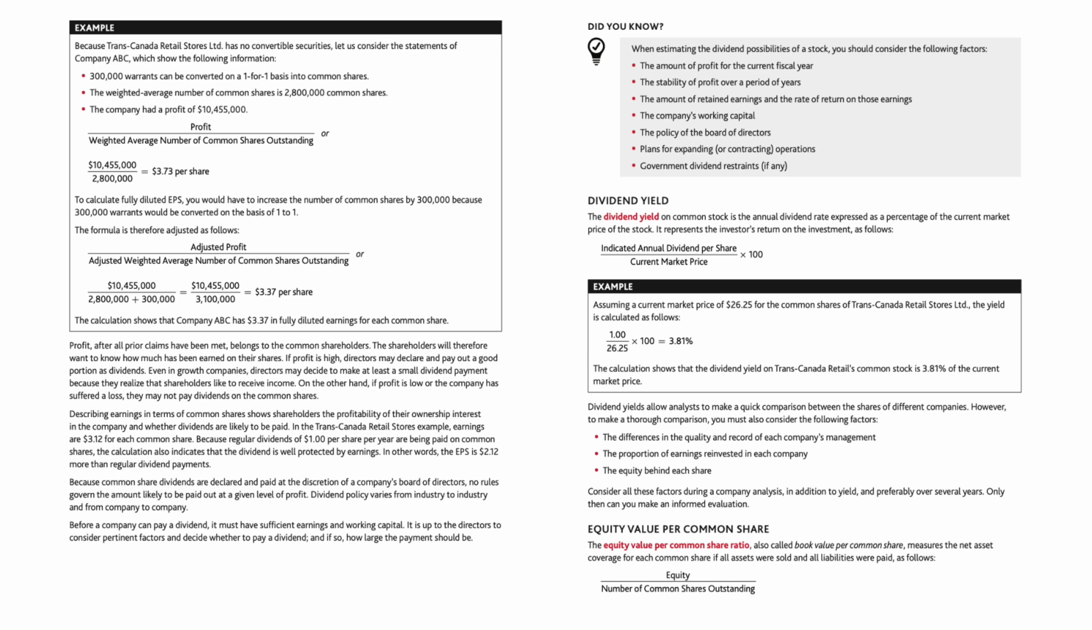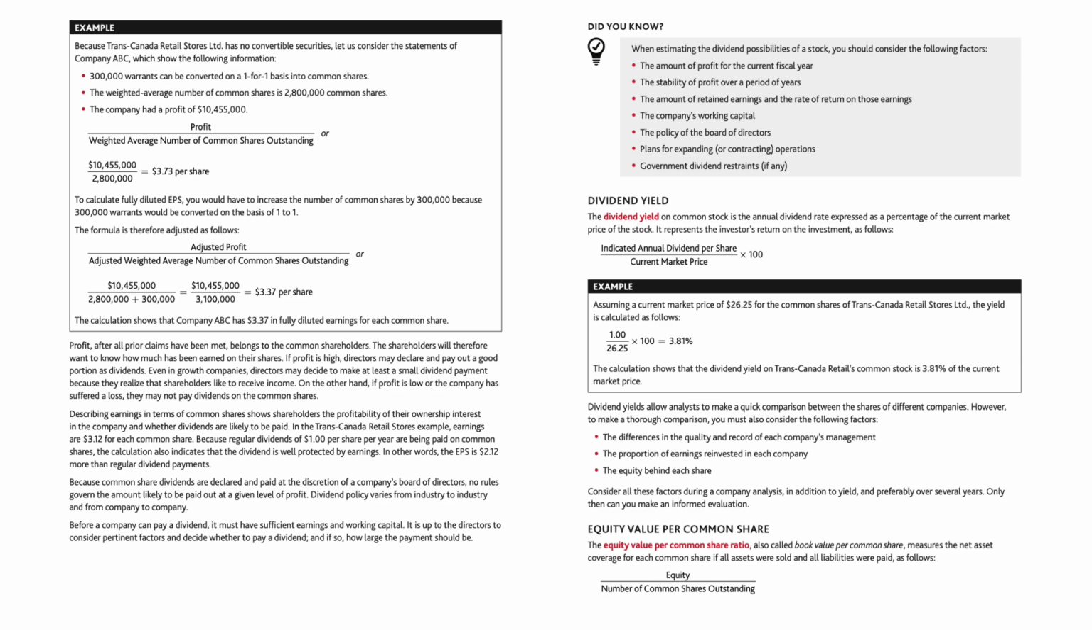Here's an example. Assuming a current market price of $26.25 for the common shares of TransCanada Retail Stores, the yield is calculated as follows: the $1 of dividend divided by the current market price of 26.25 equals 3.81%. The calculation shows that the dividend yield on TransCanada Retail's common stock is 3.81% of the current market price.